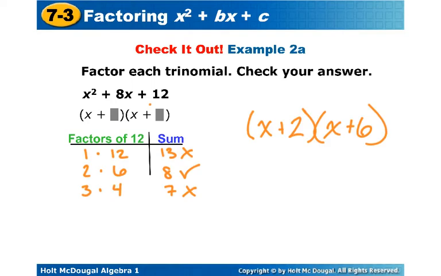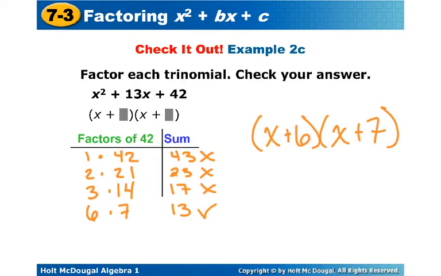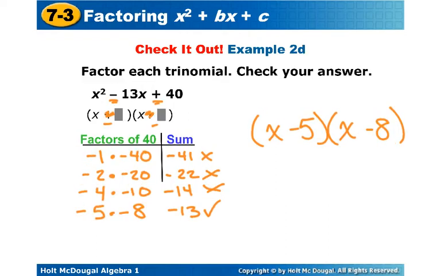All right, guys, here's the answer to your first you-try. The quantity of x plus 2 times the quantity of x plus 6. Example 2, the quantity of x minus 2 times the quantity of x minus 3, because that middle term was negative, so both terms have to be negative. The third one, x plus 6 times the quantity of x plus 7. And then your last and final one is the quantity of x minus 5 times the quantity of x minus 8. And again, it's all because of that middle term being negative and the last term being positive.